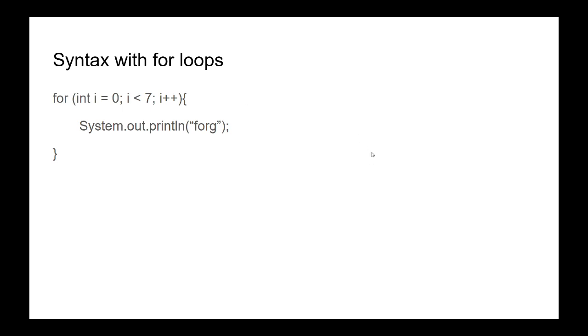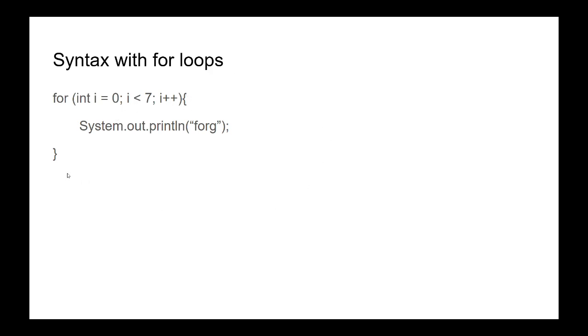Here's a quick little example. This one's for int i, so that's the initialization, equals 0, so the count starts at 0. i is less than 7, so as long as i is less than 7, it's going to repeat. Then after every loop, i goes up by 1. This means this entire loop repeats 7 times, starting at 0.